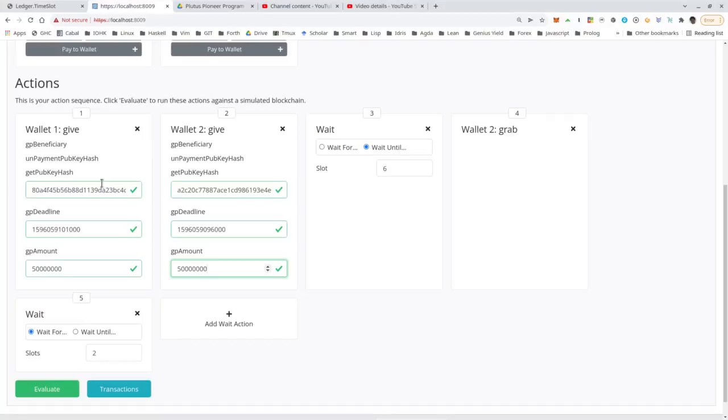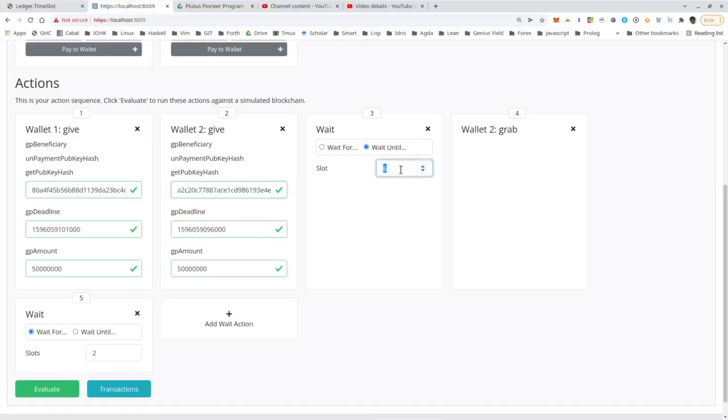So what does that mean? It means until slot 10, wallet 2 can get these 50 ADA. After slot 10, the right to retrieve it goes back to the giver, to wallet 1. Here, until slot 5, wallet 1 can get it, and after slot 5, wallet 2 can get it back. So in particular, between 5 and 10, wallet 2 can get both gifts. This one because the deadline hasn't been reached, and that one because that deadline has already been reached.